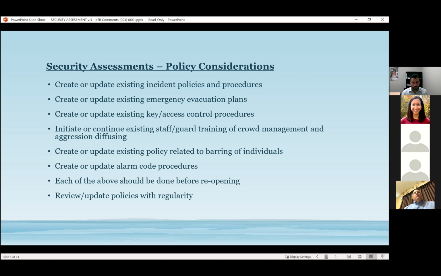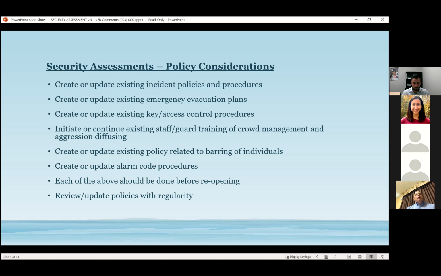So what we'd like all of the partner agencies to think about doing is create or update their existing incident policies and procedures. Once again, I know those are going to be different for every location. If you don't have policies and procedures and need some basic guidelines, please let us know so we can assist with that. Obviously, we can't write them for you, but we can definitely give you some good starting points and some guidelines to move forward with on those policies and procedures. But obviously, they have to be each and every one of your own organization's policies and procedures.